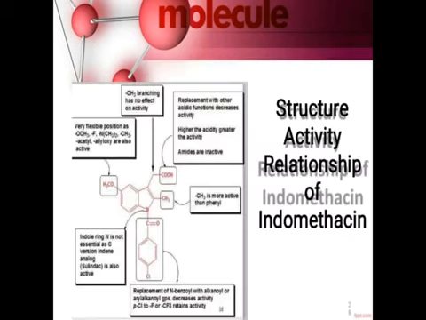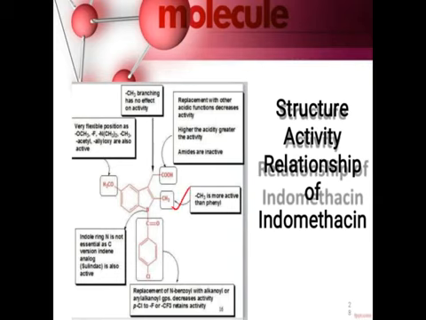This is the structure activity relationship of the drug indomethacin. It is an important part of the exam; generally they ask the SAR of indomethacin, or ask for the substitution which increases the activity, or the substitution which decreases the activity. They ask either an indirect or direct question, give the SAR of the non-steroidal anti-inflammatory drug indomethacin. So we will start with this part.